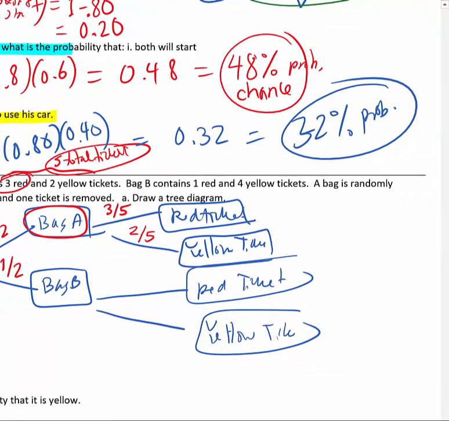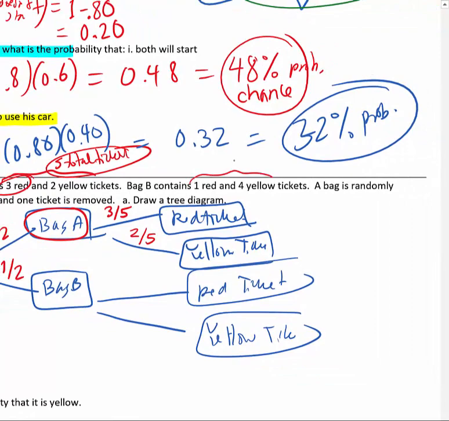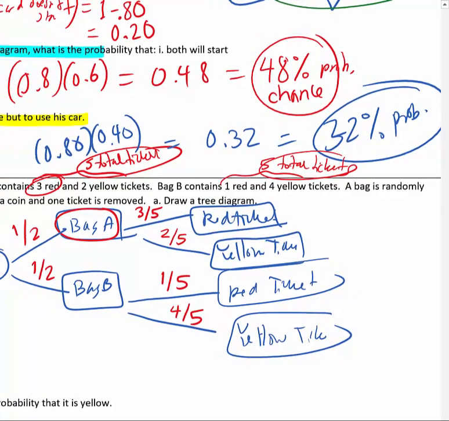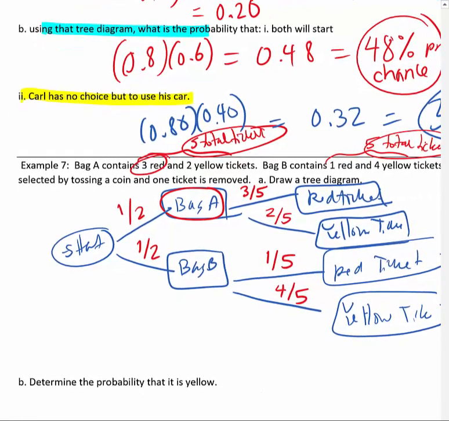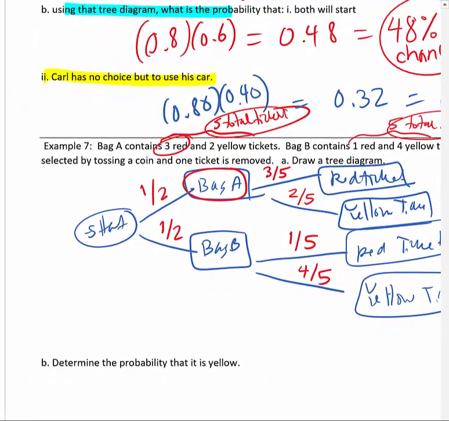In the other bag, bag B, there were also 5 total tickets. 1 red and 4 yellow. So for red, you have a 1 out of 5 shot because there was only 1 red out of the 5. For yellow, you had 4 out of 5 shot because there were 4 yellow out of the 5 tickets. Okay, beautiful. So we drew the tree diagram with the probabilities. Now let's see, part B.